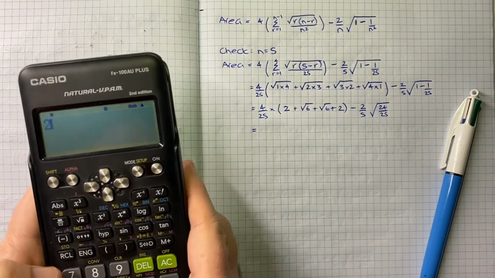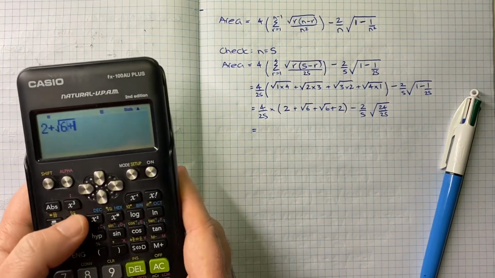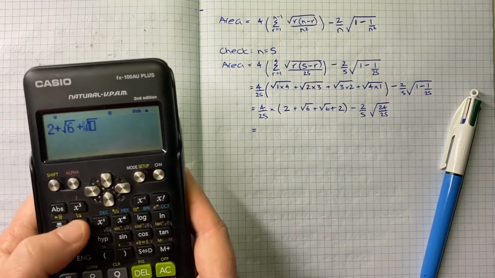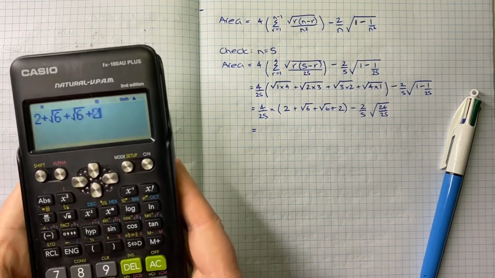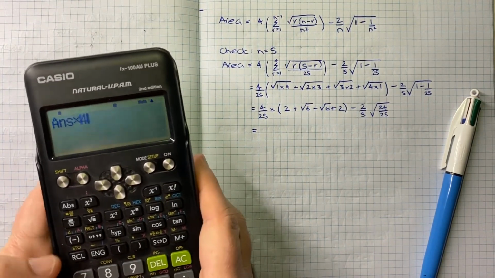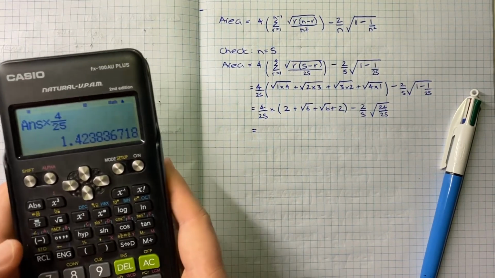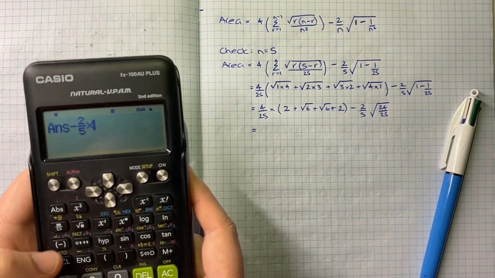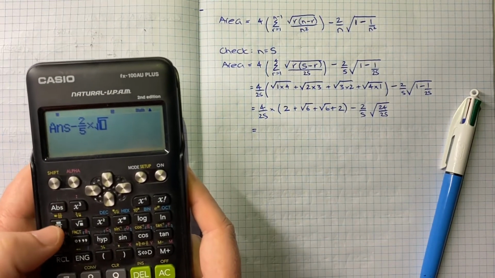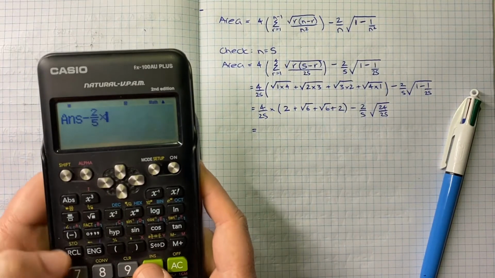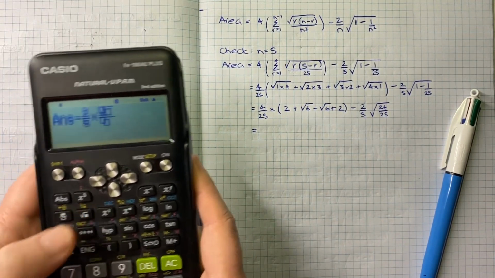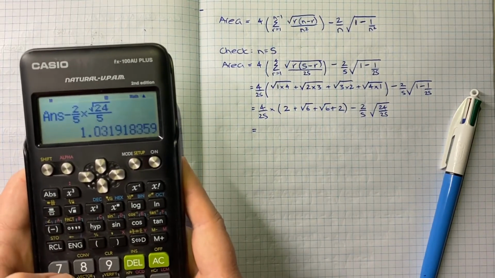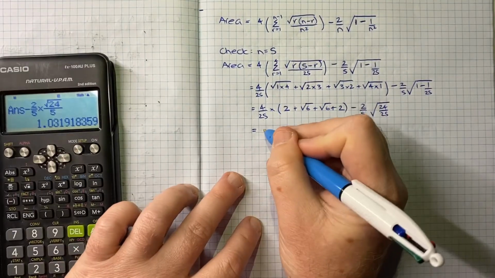So it's 2 plus the square root of 6 plus 2 plus the square root of 6 plus the square root of 6 plus 2 times 4 on 25 minus 2 on 5 times the square root of 24 divided by the square root of 25, which is just 5. So let's write that out.